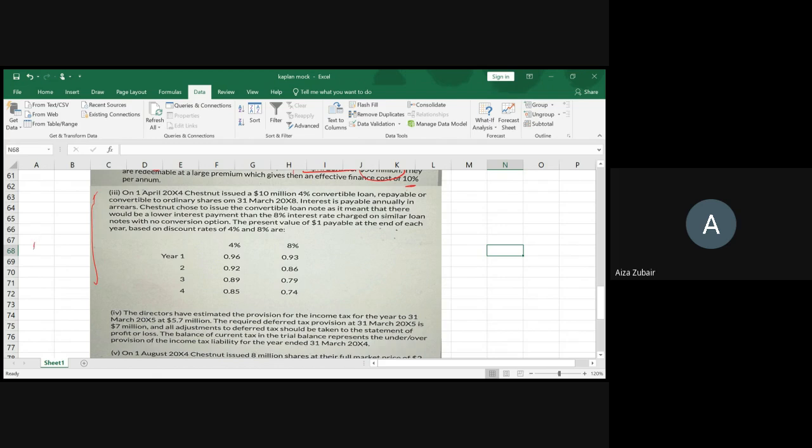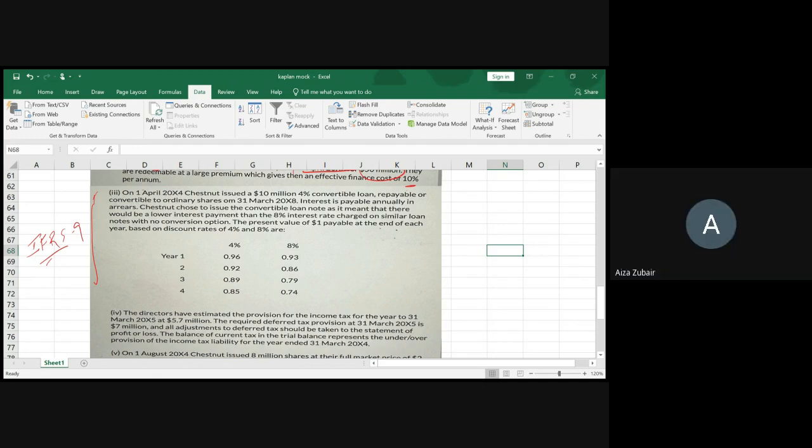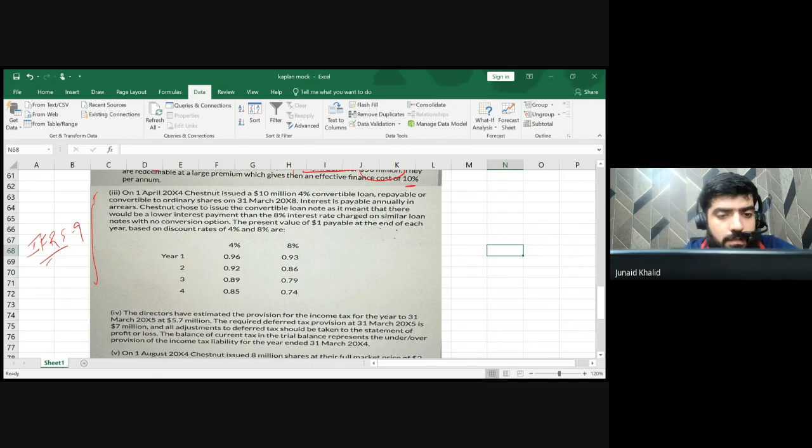It's the same one, the financial instruments. Yes, it's IFRS 9. Can you please name the particular concept that is relevant for this paragraph? In IFRS 9, there was a financial asset, there was a financial liability, and there was another accounting treatment. Split accounting? Yes, split accounting.